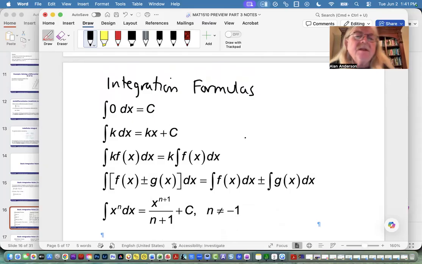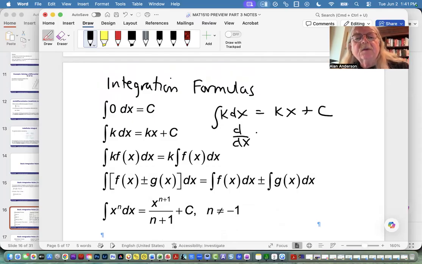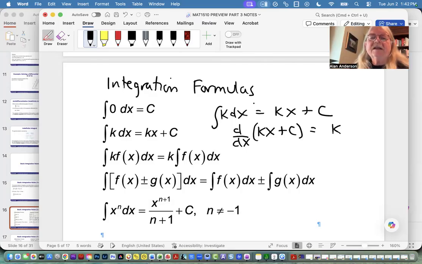OK. And by the way, if you're not sure, you can just double check by taking the derivative of this result. For example, you could double check that by saying, well, is it true that this is equal to K? And the answer is yes. Okay, so that must be the correct result.